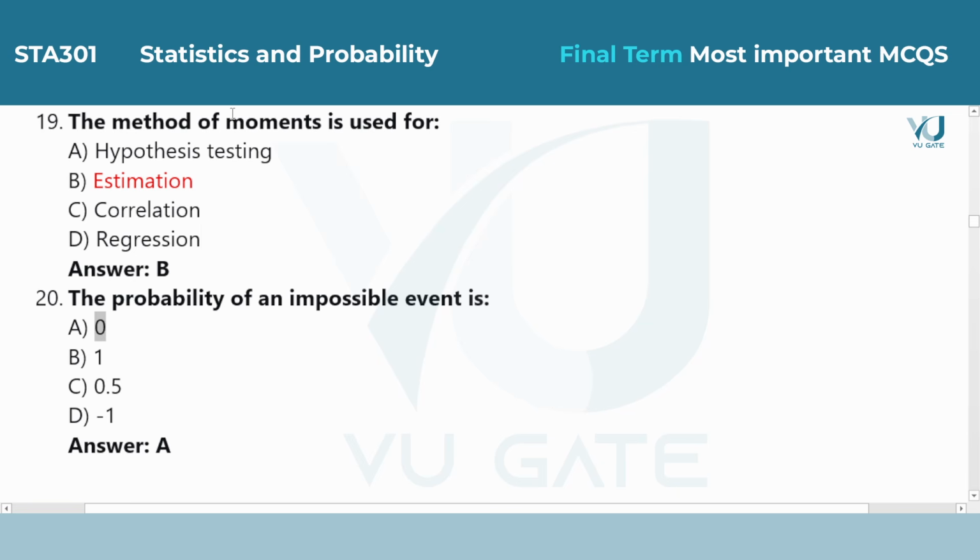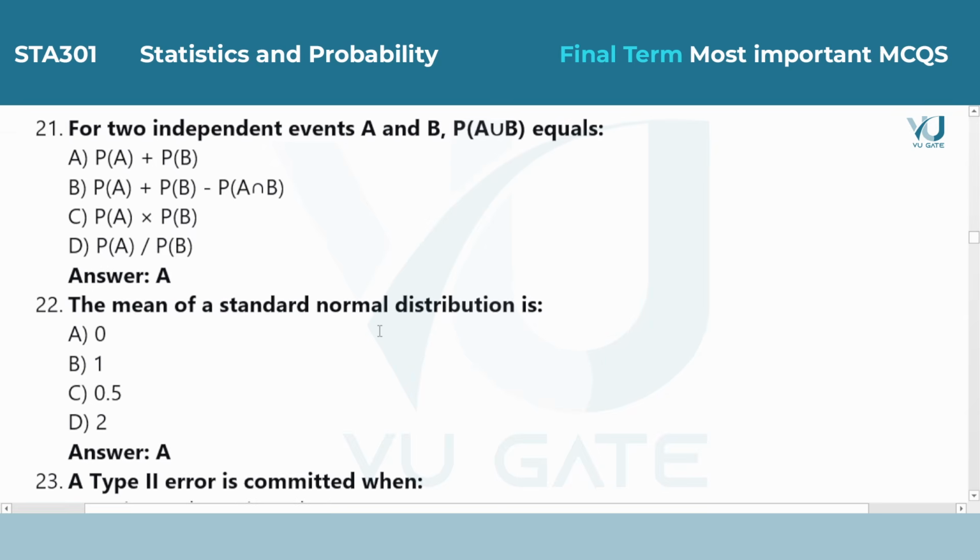Explanation. By definition, an event that cannot happen has a probability of 0. Question. For two independent events A and B, P of A union B equals. Answer. A, P of A plus P of B. Explanation. If events are independent and mutually exclusive, their combined probability is simply the sum of their individual probabilities.